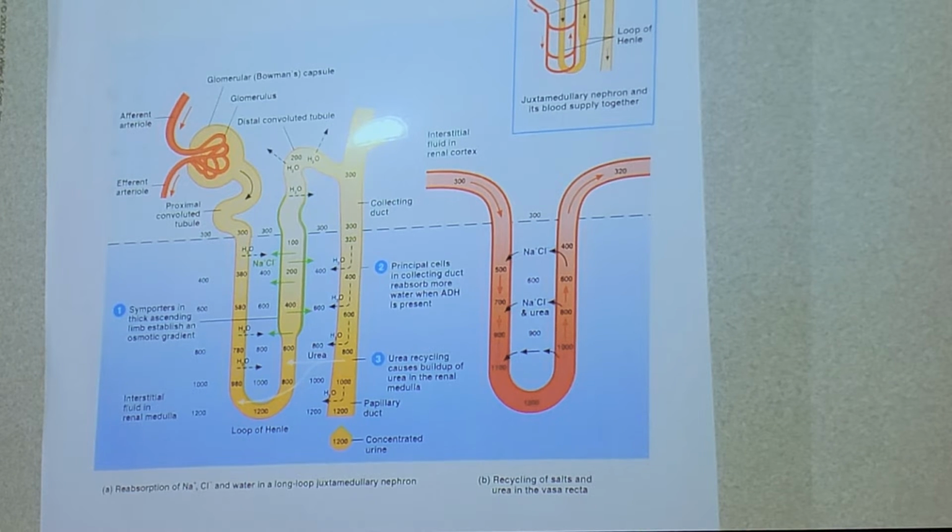What's that? 65? Concentrated urine is 1200 in this way. So what occurred to make that a concentrated urine? What made it concentrated? You dehydrated. So this is like a dehydrated medulla. Yes. Okay, so does that make sense? Okay, good.